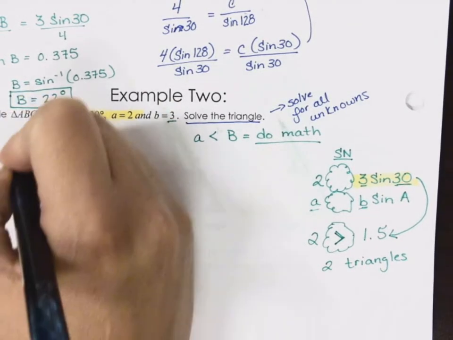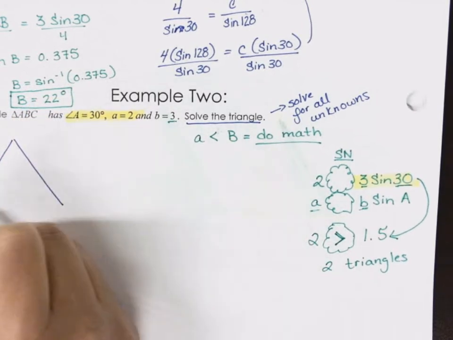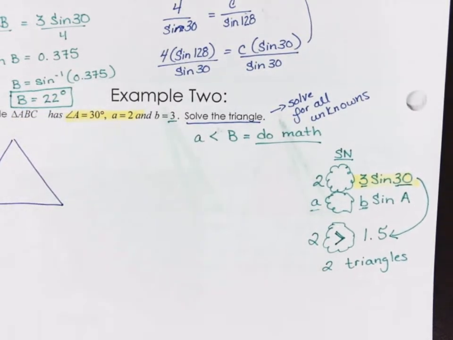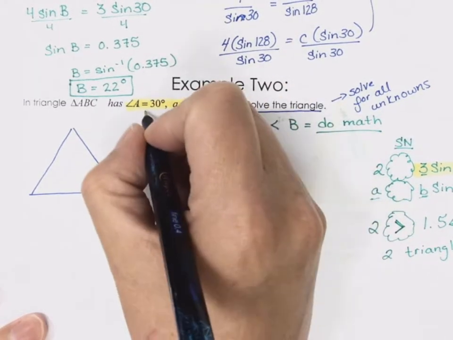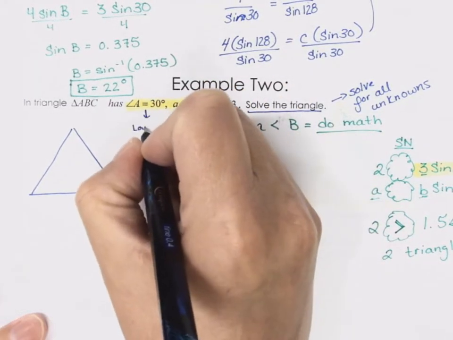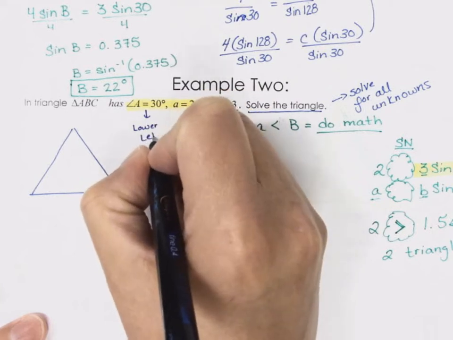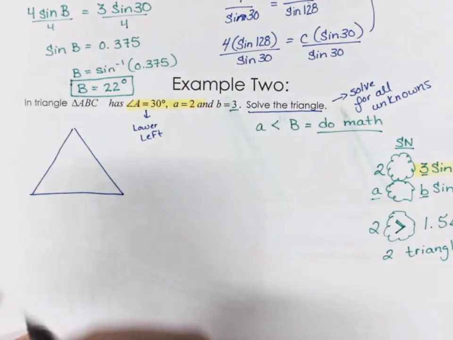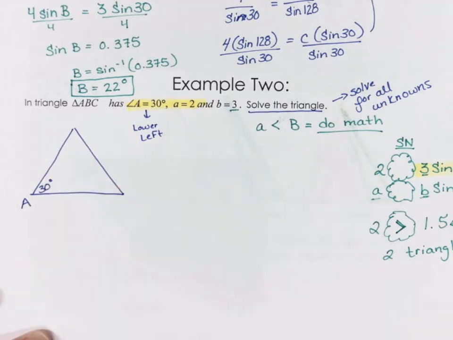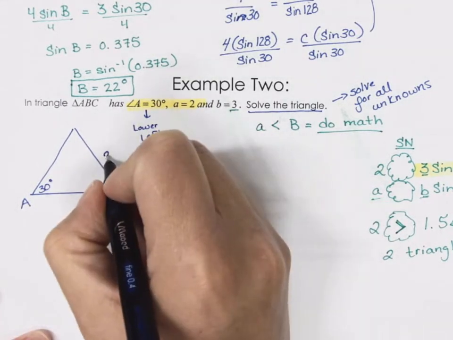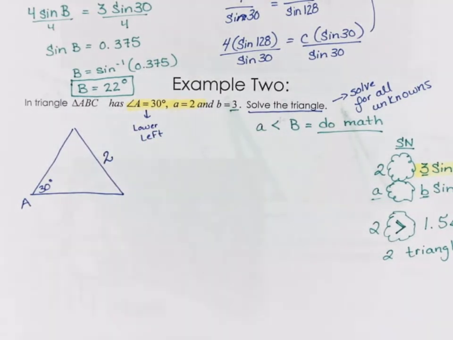All right, we're going to draw our first triangle. So the first triangle is the big one. Where does the A go? Lower left. Okay, so my A goes here, so that's 30. So right away I know my side A is right there.